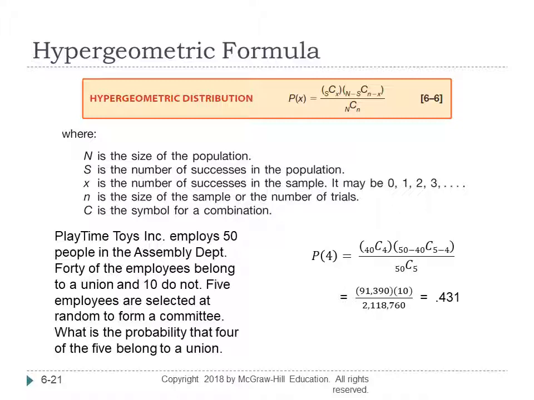You are multiplying those two numbers. This is divided by capital N, the size of the population, choose small n, which is the size of the sample. Here is an example.